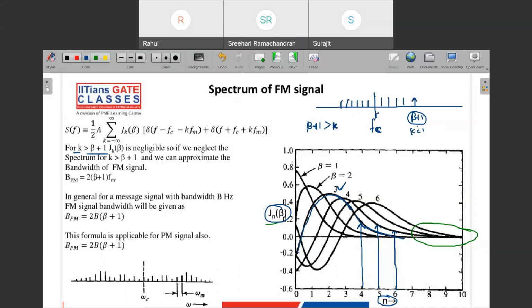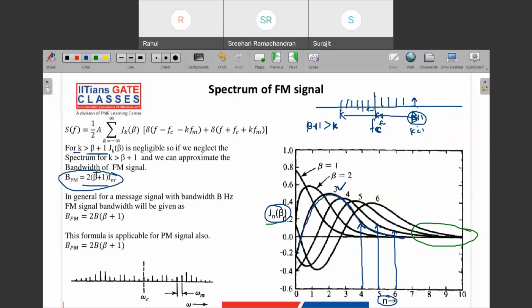The difference between these two is FM. So you have FM, 2FM, 3FM, and then beta plus 1 times FM. On the left side of this FC also you have minus FM, minus 2FM, minus 3FM, and so on, with respect to the FC. So essentially, we are talking about this range, and in this range, the total number of impulses is 2 into beta plus 1. So the effective bandwidth will be given as 2 into beta plus 1 into FM. Okay, so this will be the bandwidth of the FM signal.